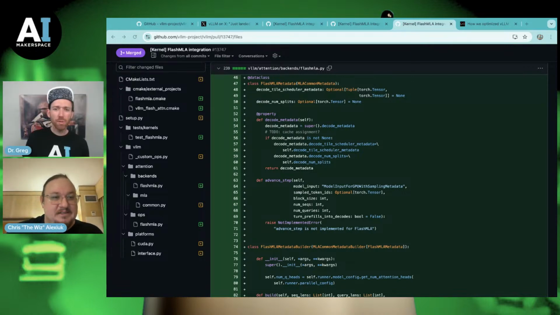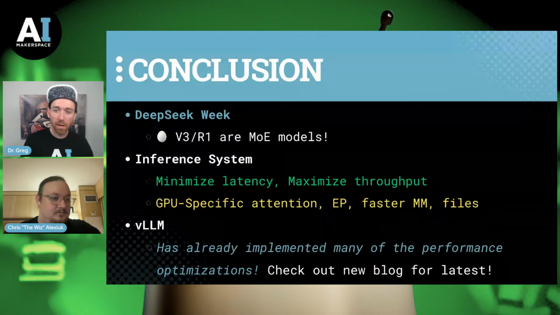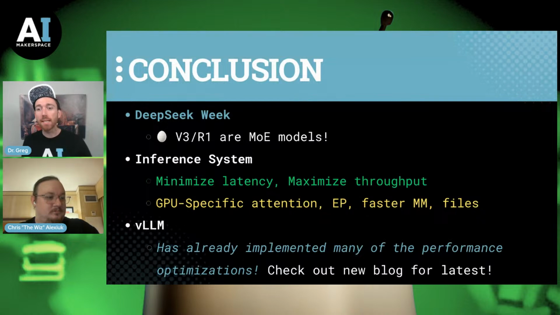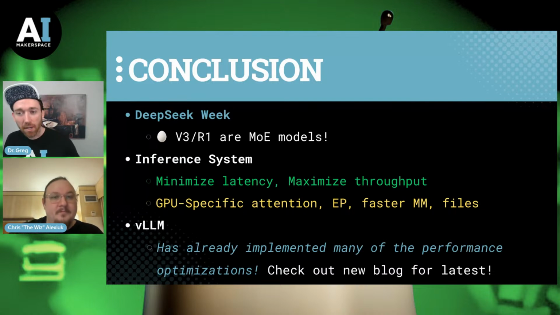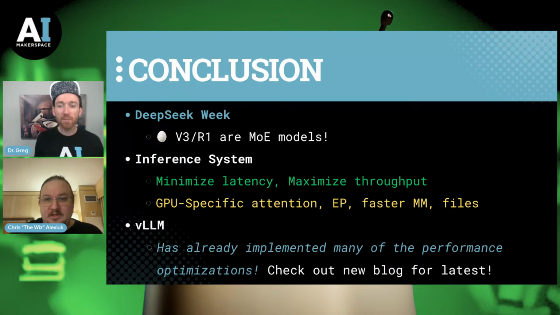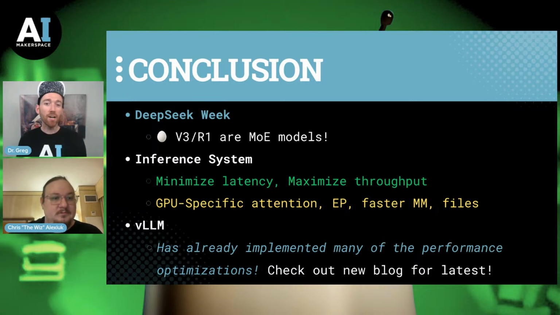All right. Thanks, Wiz. I'll go ahead and have you stay up here with me for a little bit. We've got the conclusions on the day. It's cool to see that V3 and R1, officially somebody's being public about it. These are MoE models, and that's part of the secret sauce here: trying to minimize latency, maximize throughput, do it on GPU-specific architectures. With that GPU-specific attention, the expert parallelism, the load balancing, the faster matrix multiplication, even the file optimization, vLLM said, yo, that looks hype, and it turns out it is pretty hype.